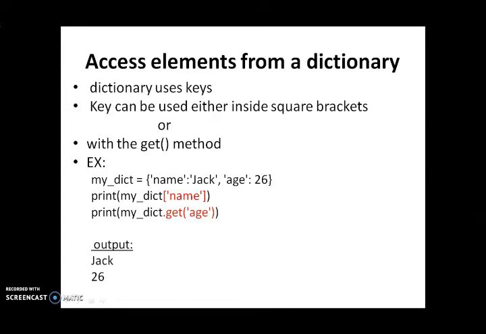Next we are going to see how to access the values or the elements from the dictionary. So we have already seen that each and every dictionary will have its own key value pairs. You can use this particular key inside square brackets to get the value of that, or else you can also use the get method. So that's what is represented here. The key can be used either inside square brackets or you can use the get method. Now we can see one example. my_dict is the dictionary name. Inside that you are having the key as name and the value for that name is Jack. And age is the next key and the value for age is 26.